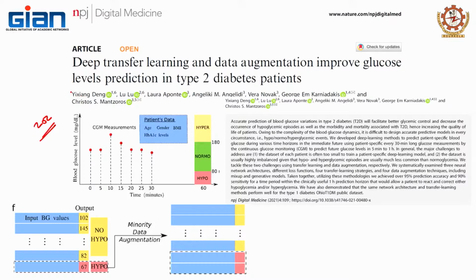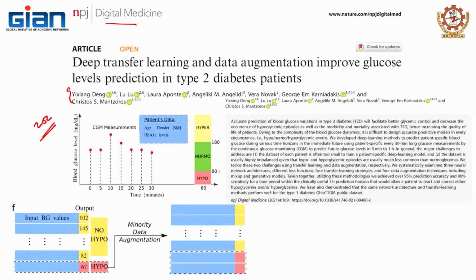So, the scientists in this paper, it's a good paper in Nature Digital Medicine, wanted to predict whether a person is going to be hypoglycemic, hyperglycemic, or normal in the next 1 hour. They are not doing time series forecasting, they are doing classification. For their application, naturally they face the problem of majority and minority classes, because you would have a lot of normal data points and very few hyperglycemia and even fewer hypoglycemia points. Generally hypoglycemia is even less.